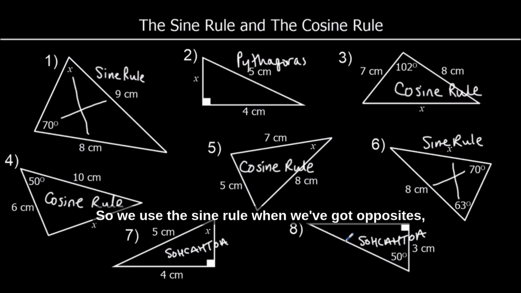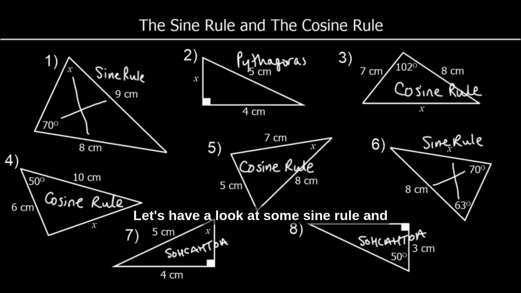So we use the sine rule when we've got opposites, the cosine rule to find a length when we know 2 lengths and the angle between them, and the cosine rule to find an angle when we know all 3 lengths. And for right angle triangles, we've got Pythagoras when it's just lengths, and SOHCAHTOA when there's an angle involved.